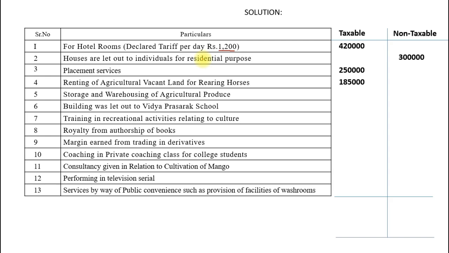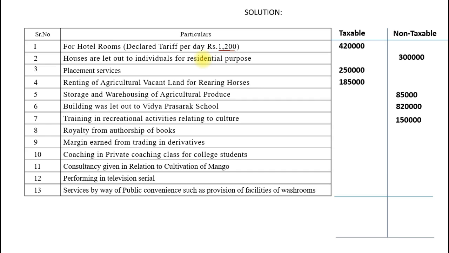Storage and warehousing of agricultural produce. Anything related to agricultural is exempted or tax free, so it is non-taxable. Building was let out to Vidya Prasharak school. Now this is a government based school. Anything which is government related is exempted, so non-taxable. Teaching and recreational activity relating to culture, again cultural stuff, traditional cultural, on that GST cannot be applicable, so non-taxable.